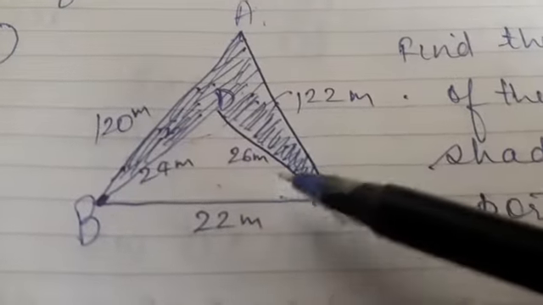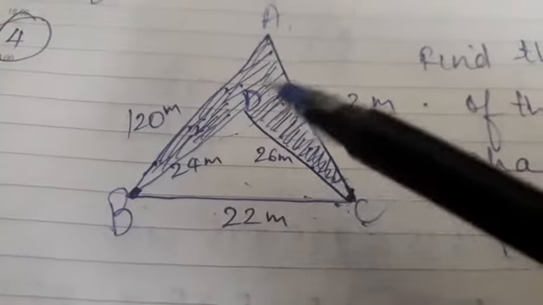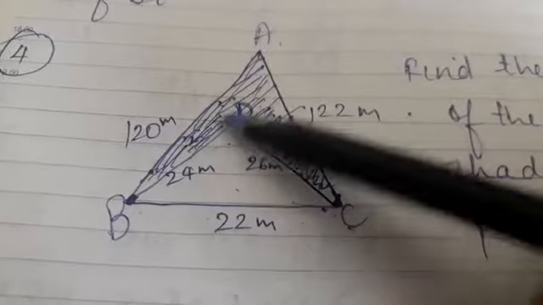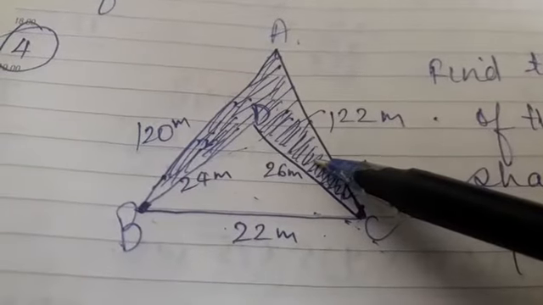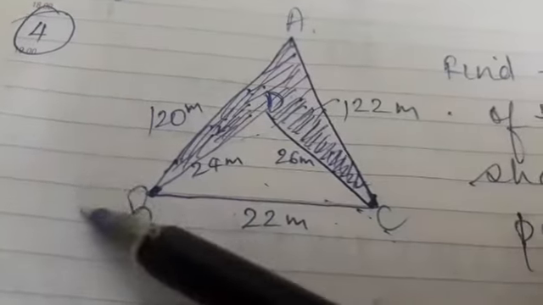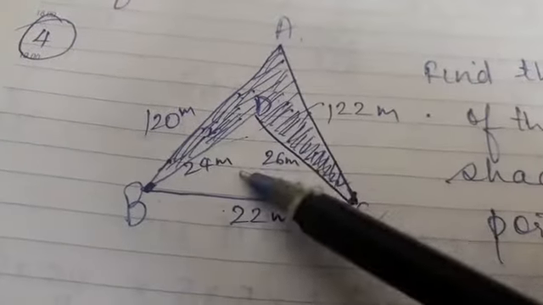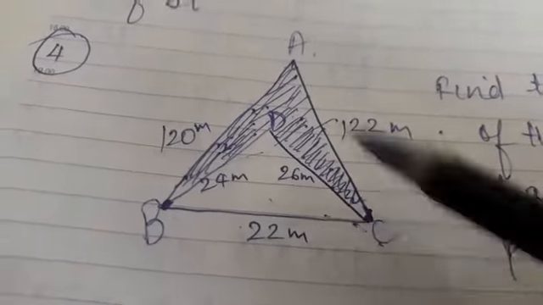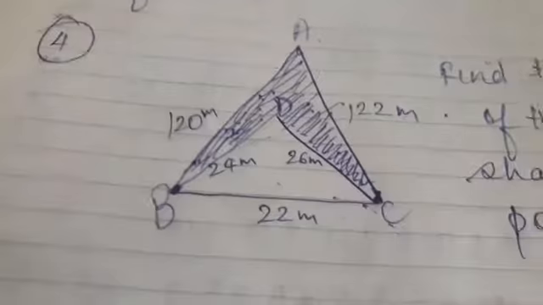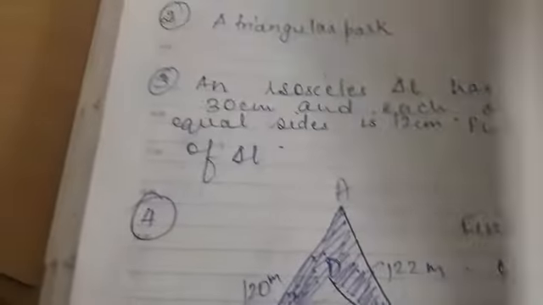Now to find the area of the shaded portion, you have studied in your previous classes that we find the area of the outer portion, that is BAC, and the inner portion, that is BDC, and then we subtract the two answers. So you know how to complete it. I'll just show you the steps. You can solve it. Question number 4.